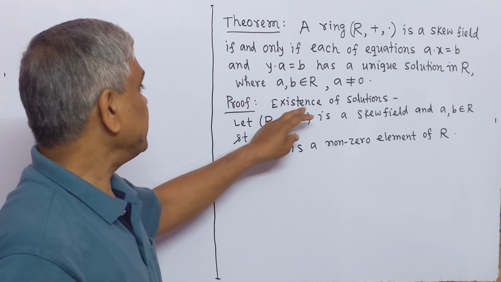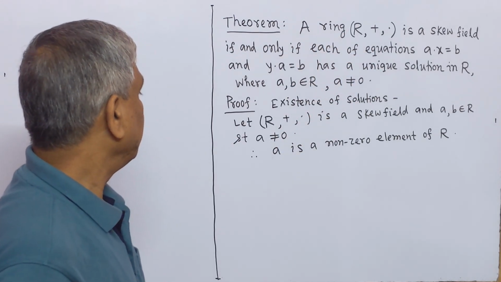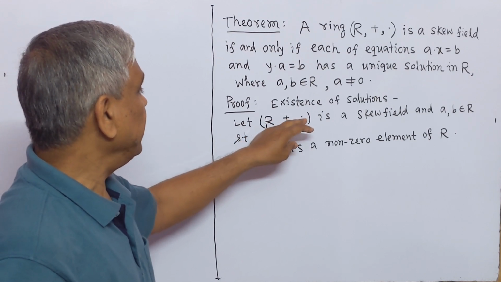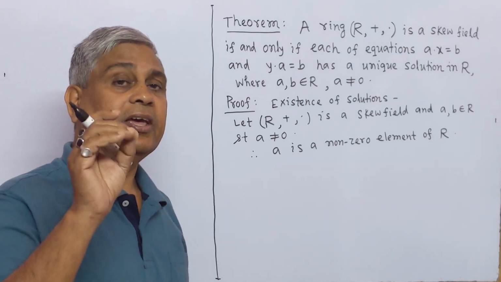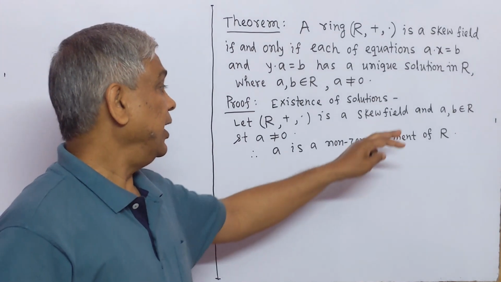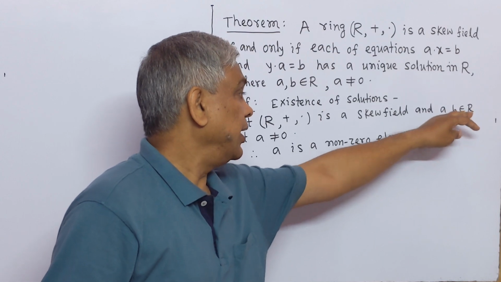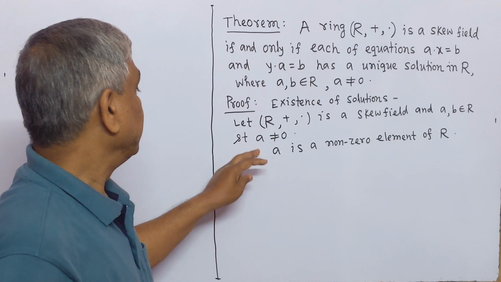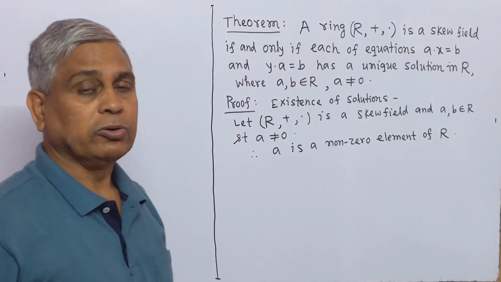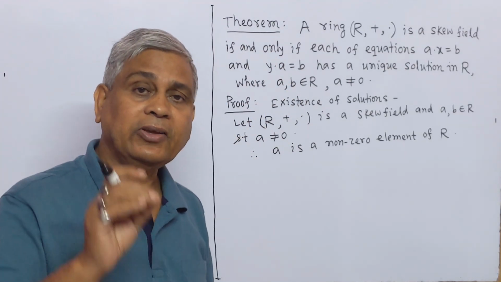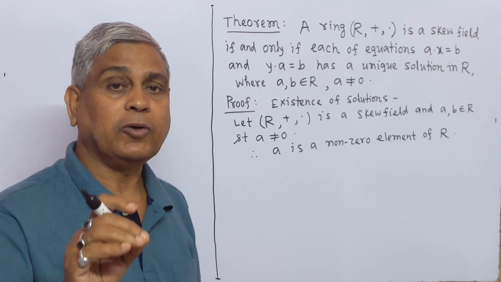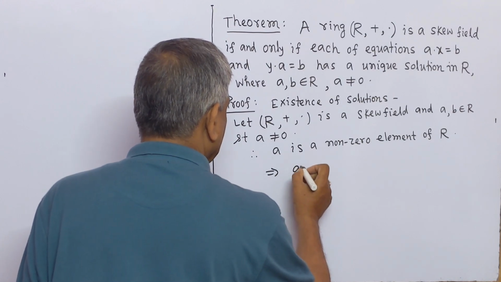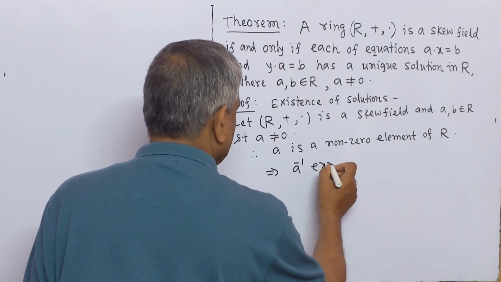Firstly, existence of solutions. Let R with binary composition, addition and multiplication, be a skew field, and A, B are elements of skew field R such that A not equal to 0. Therefore, A is a non-zero element of the skew field R. This implies that A inverse exists.